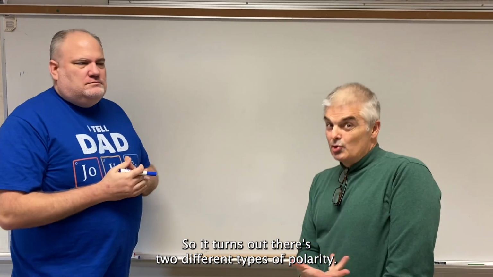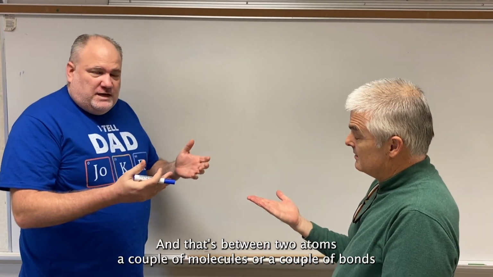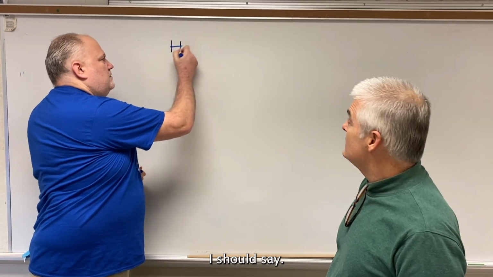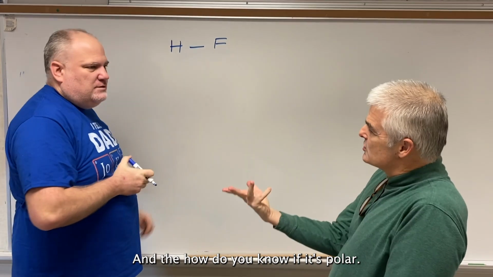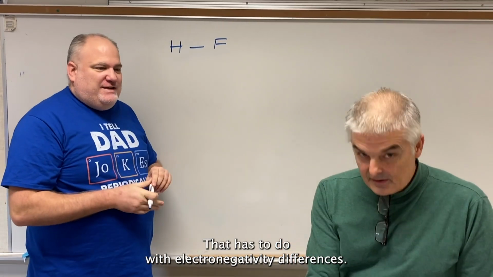So it turns out there are two different types of polarity. The first one is bond polarity, and that's between two atoms in a bond. Let's do a couple of bonds, I should say. You have H here, and F. Here we have two atoms, and how do you know if it's polar? Well, that's a really good question. That has to do with electronegativity differences.